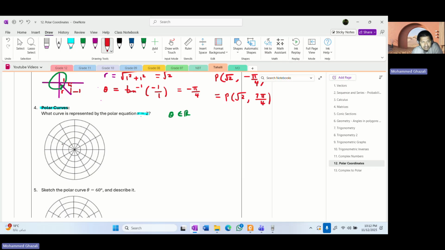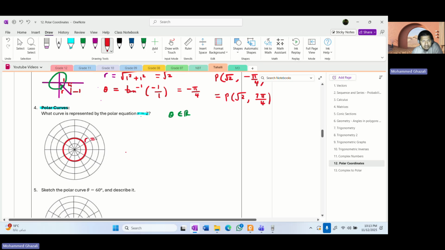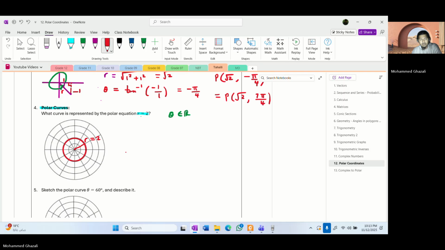So it's the equation of a circle. It's basically a circle with radius 2. There it is here. R is equal to 2, and there's the center. The radius is 1, 2.